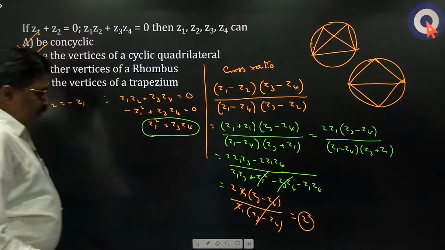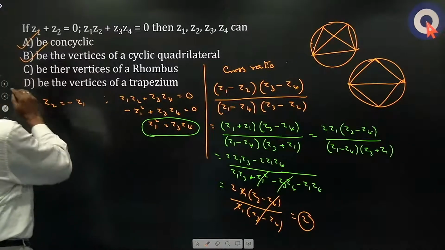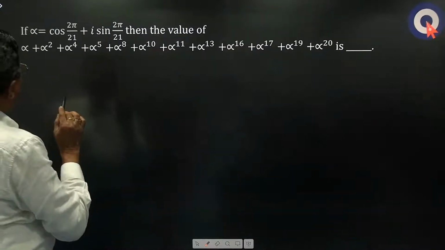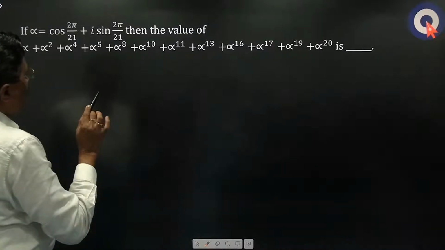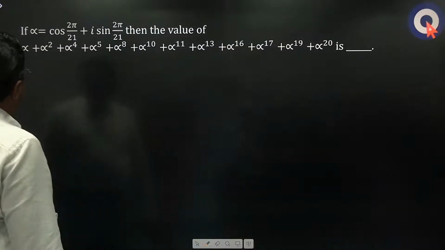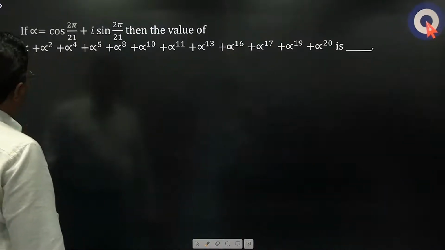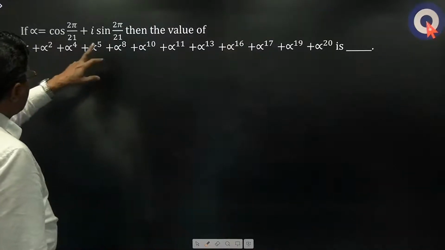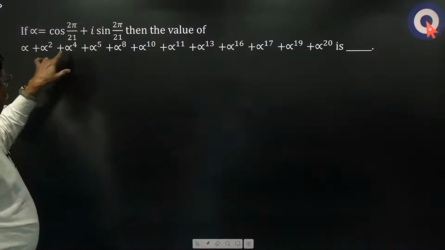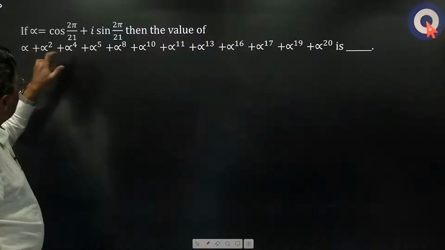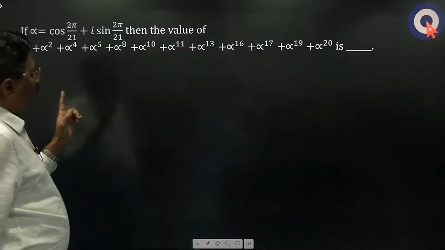All right. So next, if alpha is equal to cos 2 pi by 21 plus i sin 2 pi by 21, then the value of a big summation kind of thing is given here: alpha plus alpha square plus alpha power 4, all these things. You notice certain powers of alpha are missing. Alpha cube is missing, like alpha power 6, etc. Whatever the powers that are there, those numbers are less than 21 and prime to 21.